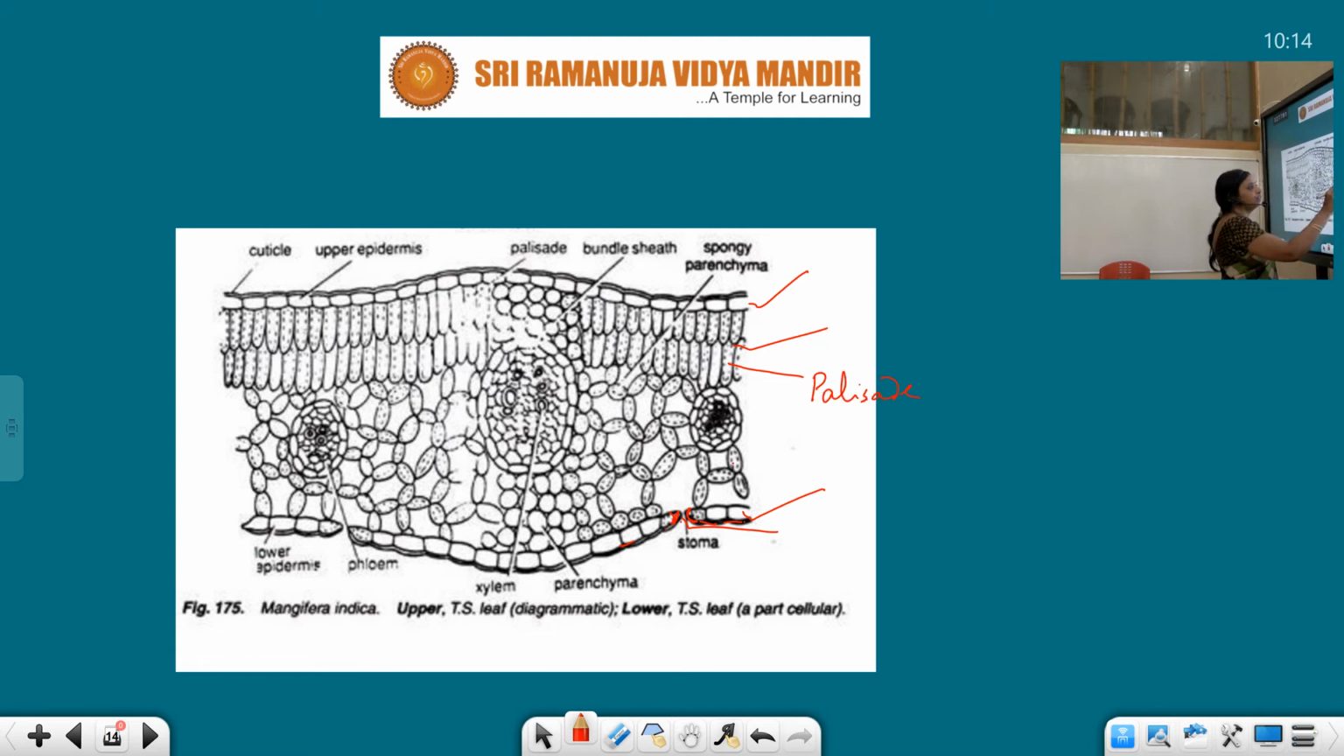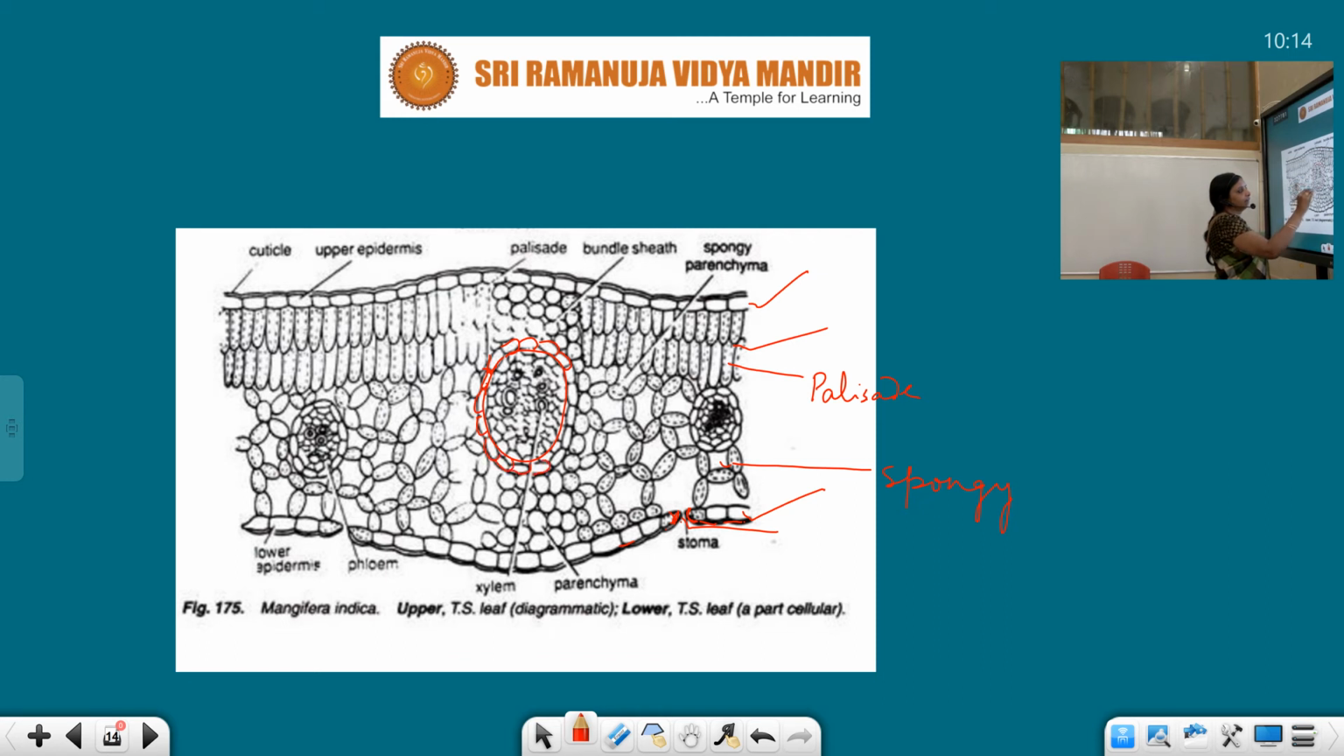These are compactly arranged, and these cells are spongy tissues. They are loosely arranged. Here also you can see three vascular bundles. Comparatively, the midrib region vascular bundle is larger, and the vein vascular bundles are smaller in size. This is a vascular bundle, and it is surrounded by parenchymatous cells, which is known as bundle sheath.